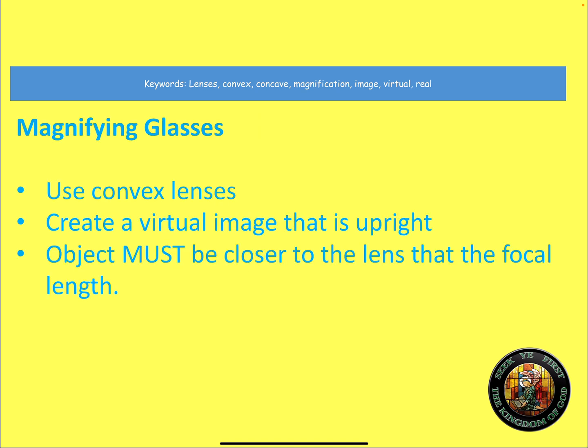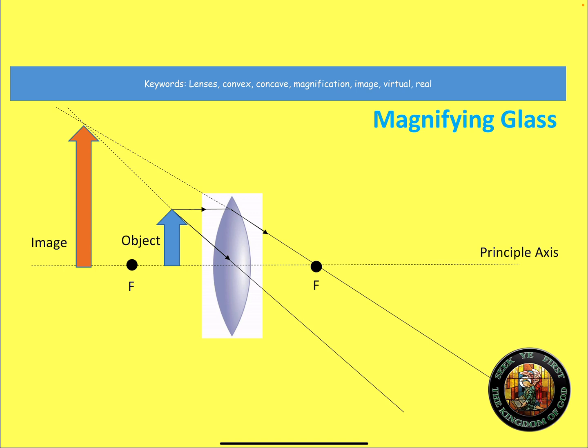Magnifying glass, what I did mention before, they use convex lenses. They create a virtual image that is upright, and you saw the ray diagram before. And the object must be closer to the lens than the focal length. And that was the diagram you saw. And that is the diagram of a magnifying glass. You can see the object is between the lens and the F.